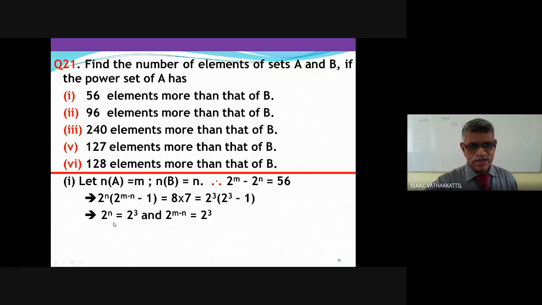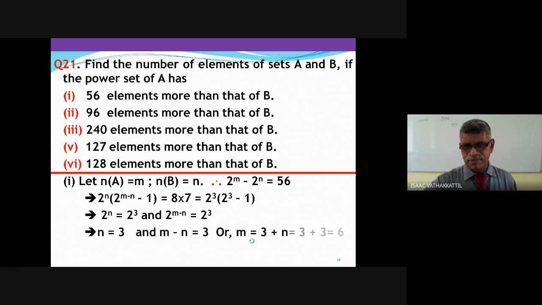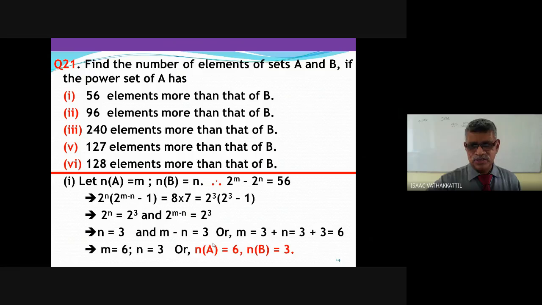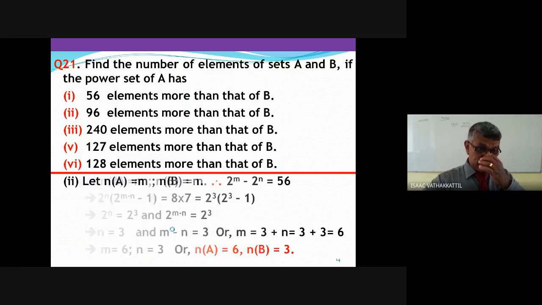No difficulty here. 2 raised to N is 8, 2 raised to M minus N is 8. So N is 3 and M minus N is 3. So M is 3 plus N, that is 3 plus 3, that is 6. So number of A is 6 and number of B is 3. Okay?